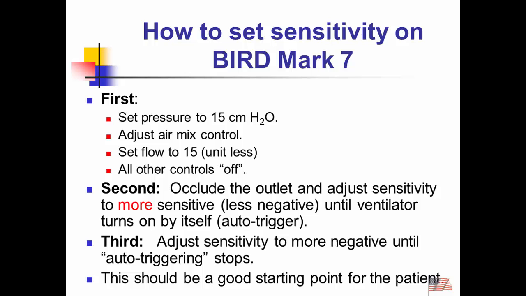Setting our pressure value and our sensitivity to 15. Then go ahead and turn it on by setting the flow to 15. And then we're going to talk about the air mix control in a second. I occlude the outlet and I make the sensitivity either more or less sensitive by just allowing it to auto trigger and then backing off from there. So if the auto trigger is happening at, say, -0.5, go ahead and make it a little bit more insensitive so it triggers. And we'll go through a demo of this when the time comes.